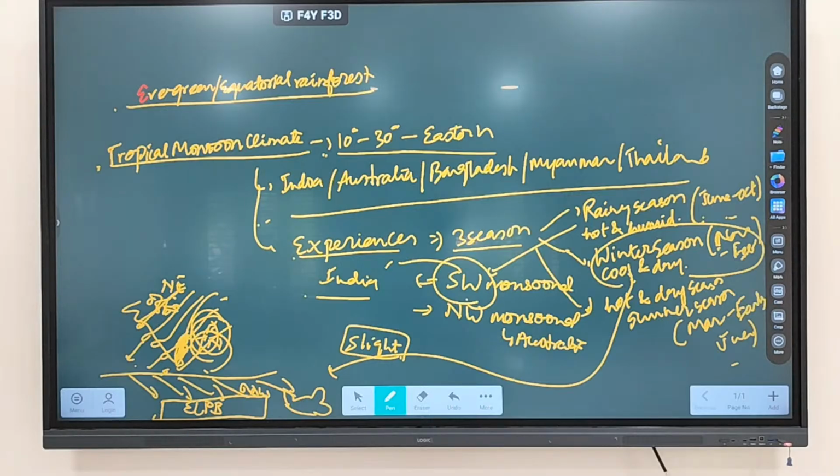So this difference in gradient causes wind to move from where to where? From high pressure to low pressure. So it is the sun's heat that is responsible for wind movement. Fine.